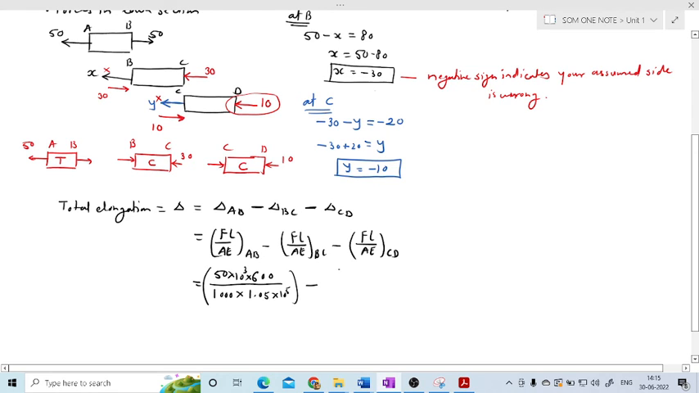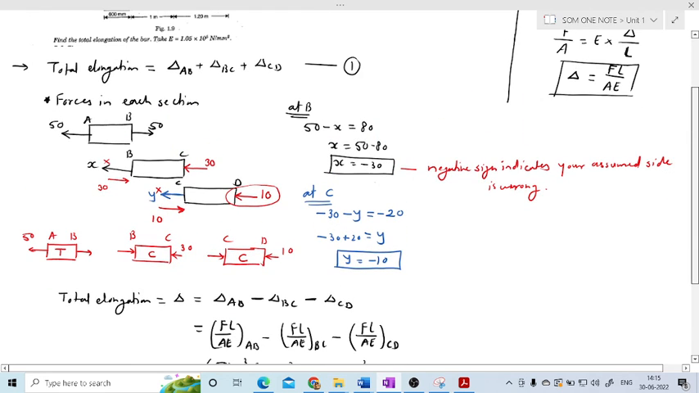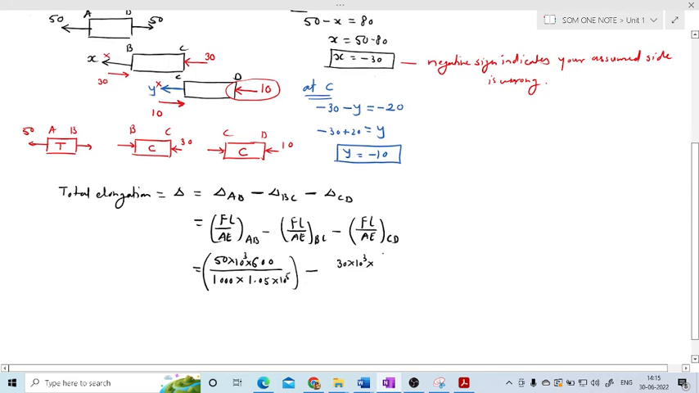Now write for BC. For BC the force value is 30. So 30 into 10 raised to 3 into, check the length of BC. Length of BC is 1 meter. So we have kept all units in mm. So it is 1000 mm. 1 meter means 1000 mm. Then area, they have given 1000 mm square into modulus of elasticity. The material throughout is same. So it is 1.5 into 10 raised to 5. So this is for BC.